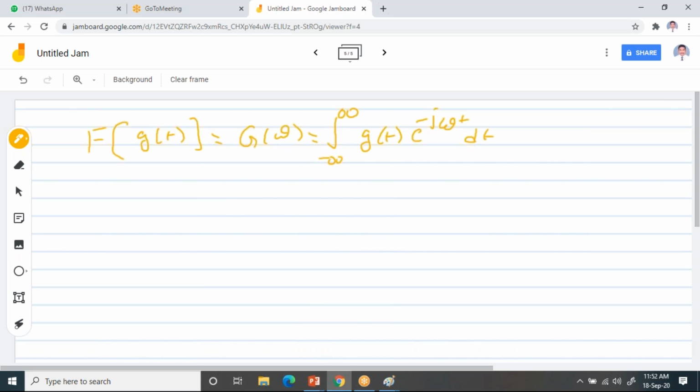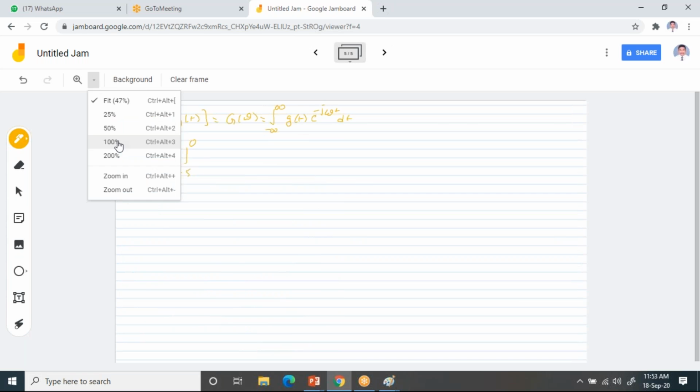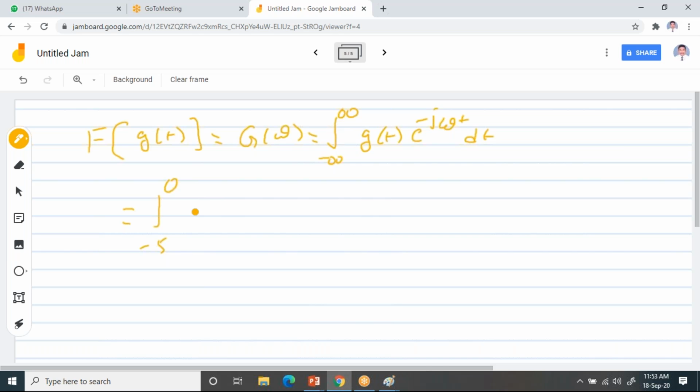Now, your g of t is existing between minus 5 to 0 with one equation, and 0 to 5 with another equation. So what you have to do is write the integral from minus 5 to 0, with the equation for g of t. From minus 5 to 0, what is the equation we have? A by 5 into t plus 5. Now you write that a by 5 into t plus 5 into e power minus j omega t dt.